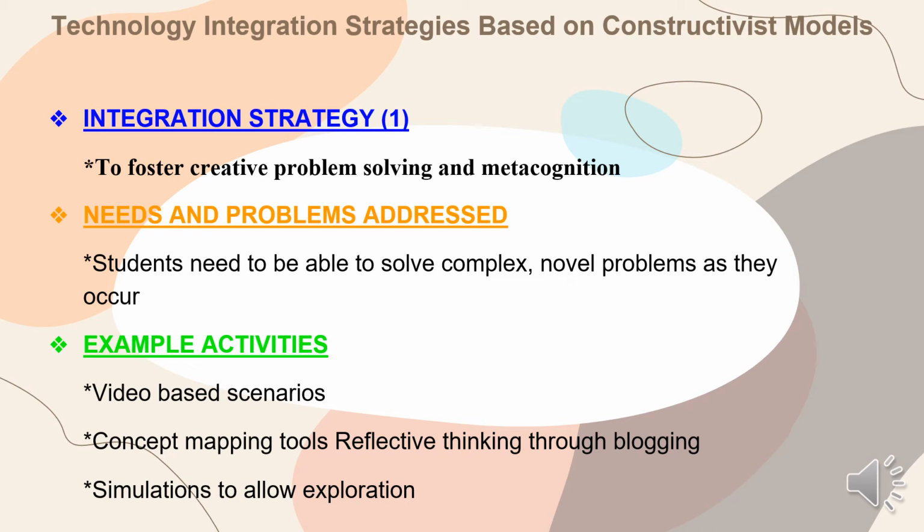Some of the strategies for technology integration based on constructivist models include, I actually talked about four of them, the needs and the problems to be addressed, and examples of activities that could be used to address each of those problems. The first one is, if you want to foster creative problem solving and metacognition, when you have children thinking of their own thinking. The needs and problems addressed would be students' need to be able to solve complex, novel problems as they occur. Teachers also want to encourage students' self-awareness of their own learning strategies.